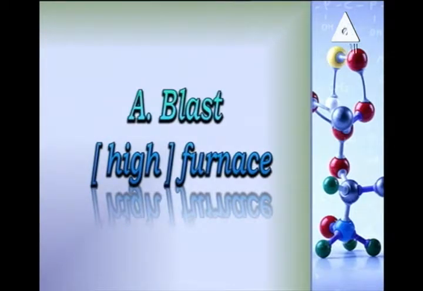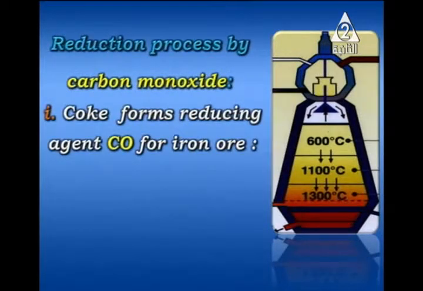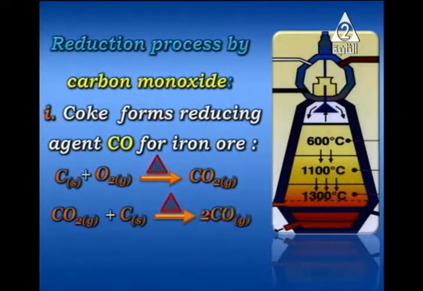In the blast furnace, or high furnace, the reduction process by carbon monoxide takes place as follows. The coke forms the reducing agent carbon monoxide, which is used to reduce the iron ore, as the following equations proceed. Carbon plus oxygen by heating gives carbon dioxide. Then carbon dioxide is reduced by the carbon or the coke into carbon monoxide that can be used for reduction of iron ore, as the following animation shows.